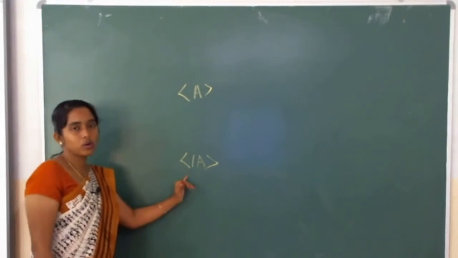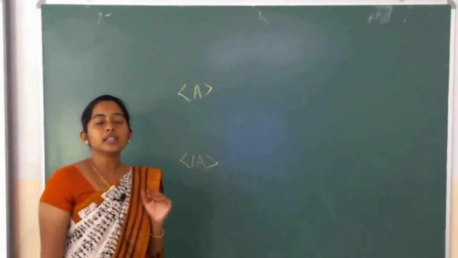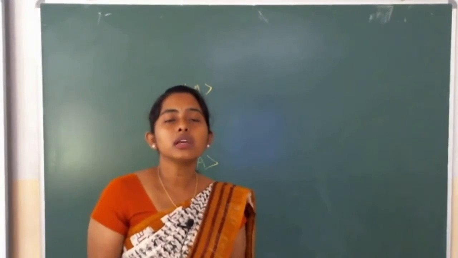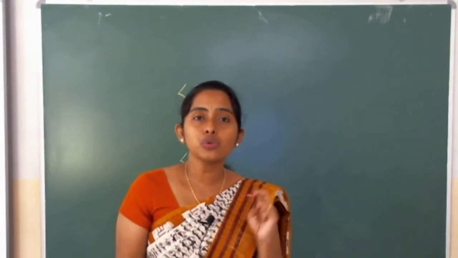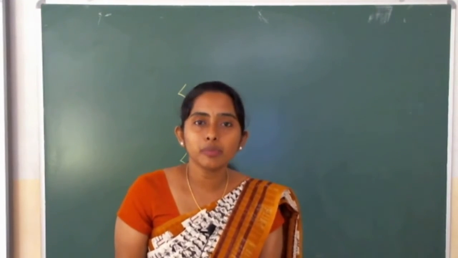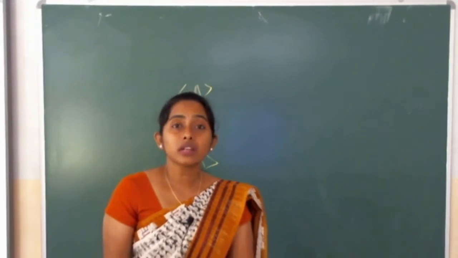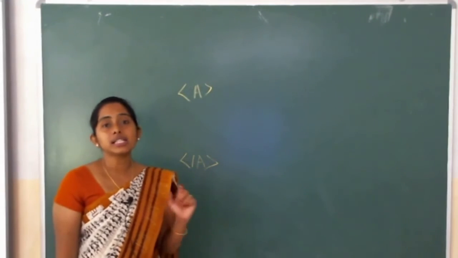An a tag has an opening and a closing tag. The main two attributes we are going to discuss are the href attribute and the title attribute. Okay, href. The important one is href.